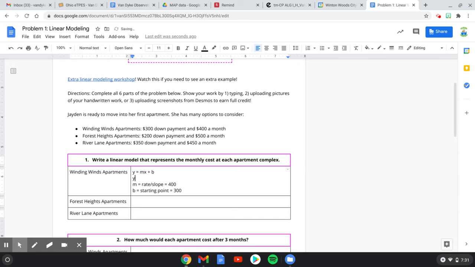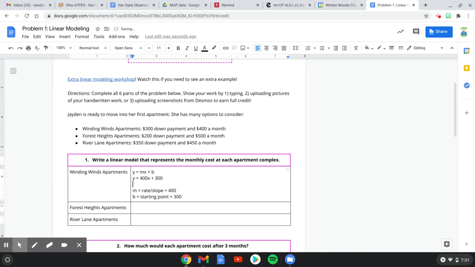So for Winding Winds Apartments, I'm just going to put y equals. Now I have my m value, 400x, plus my b value, which is 300. You could also have this written as 300 plus 400x. Either way, it doesn't matter. Just make sure that the x stays with the 400 because that is our slope.